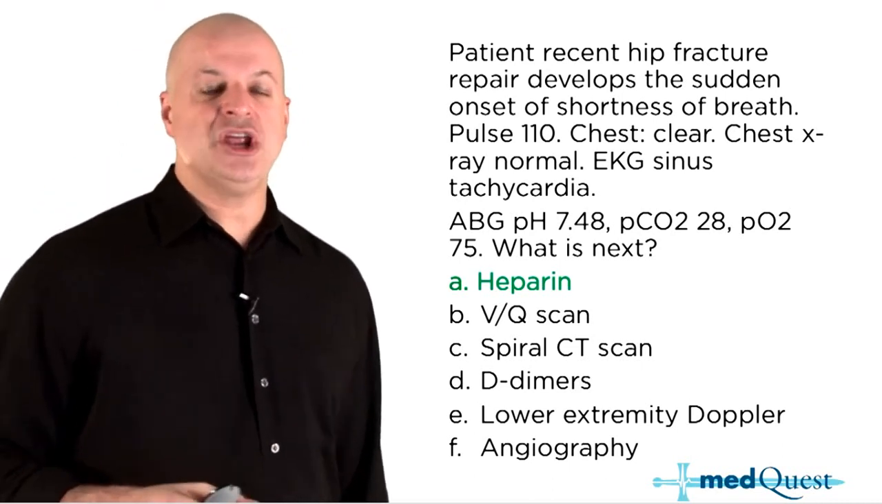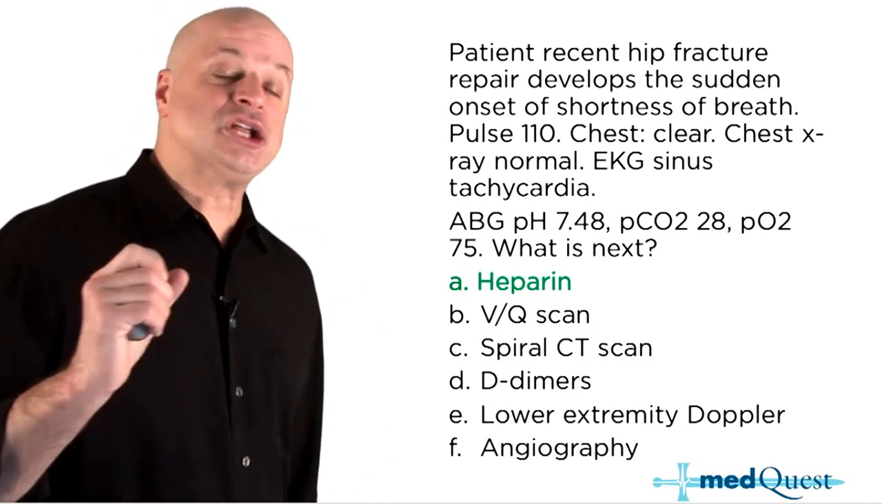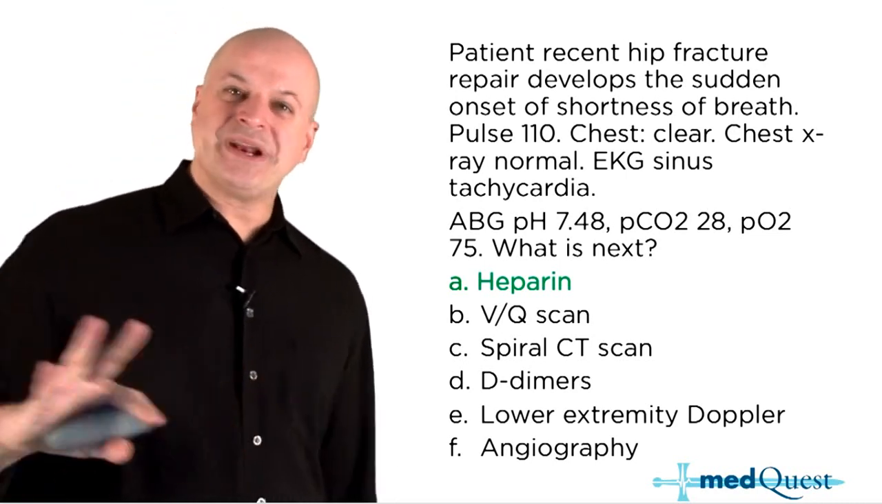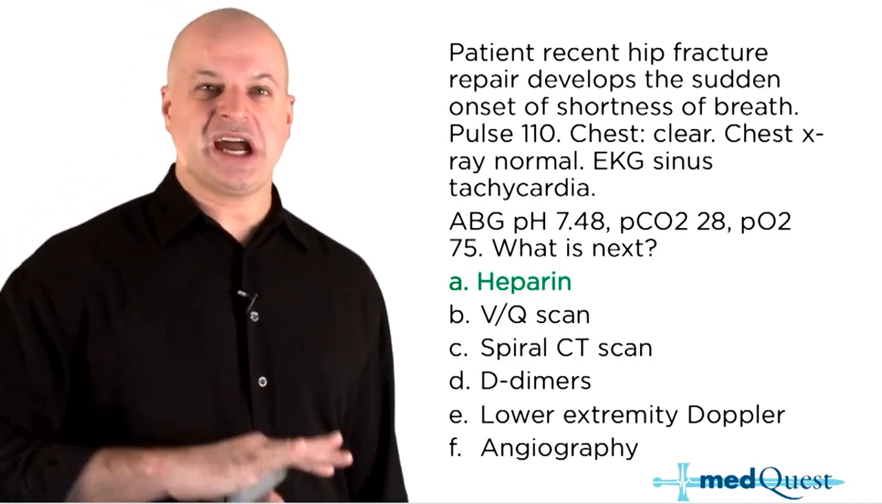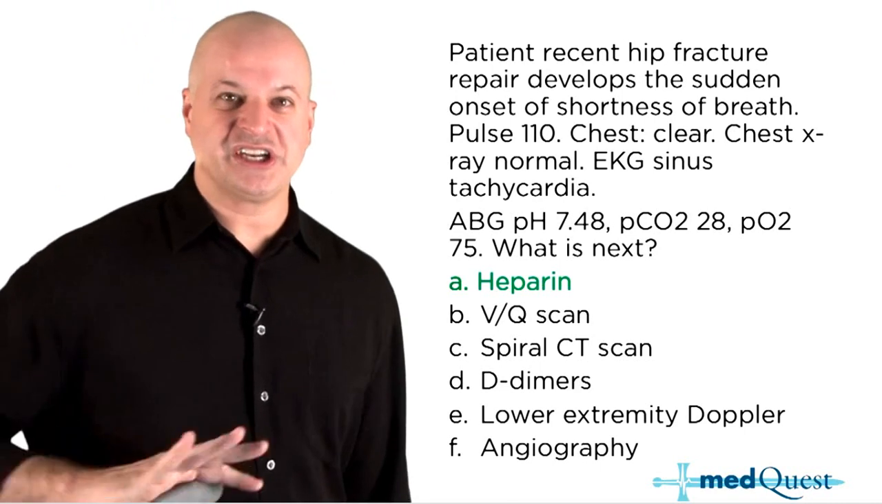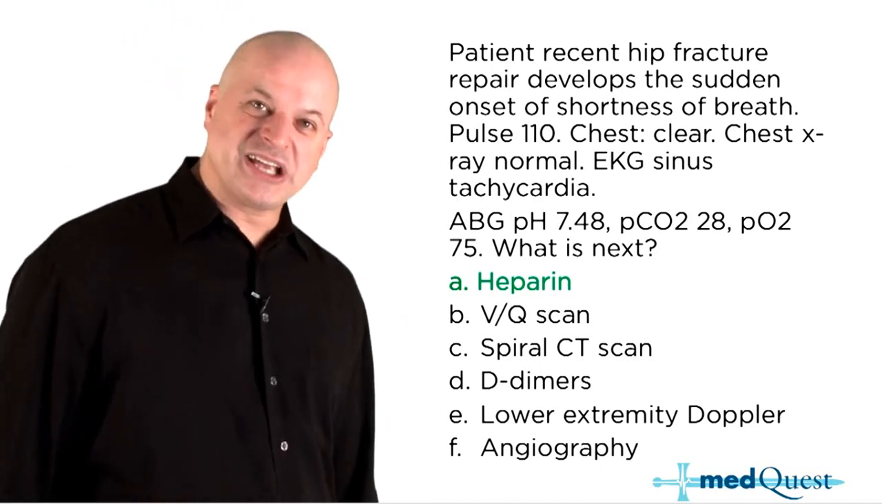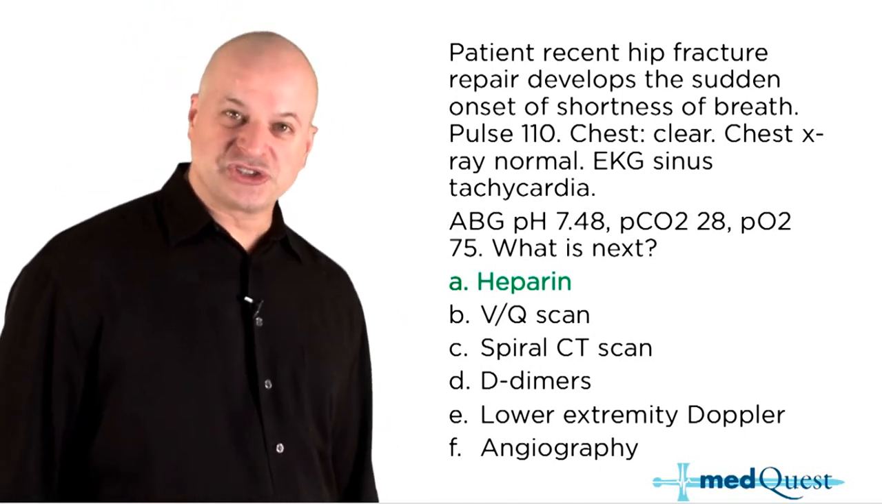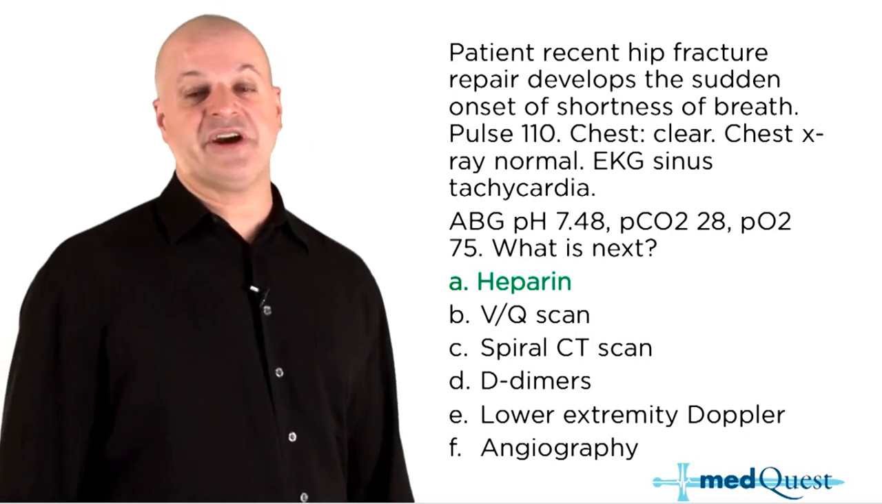D-dimers is what you get when there is a person with very low probability and you just want to test that if it's normal, it excludes. D-dimers, low probability, normal test, and it excludes a pulmonary embolus. D-dimer is like a SED rate. If it's normal, it helps exclude. If it's elevated, it doesn't mean very much.